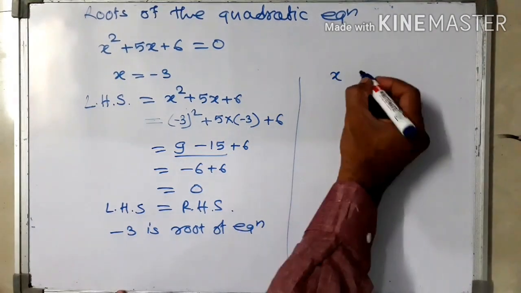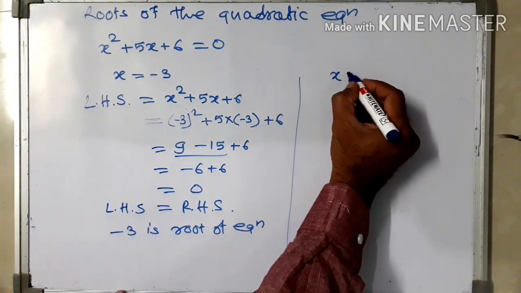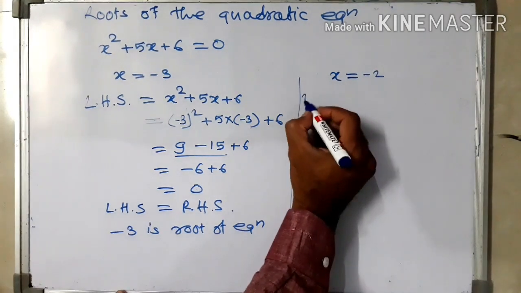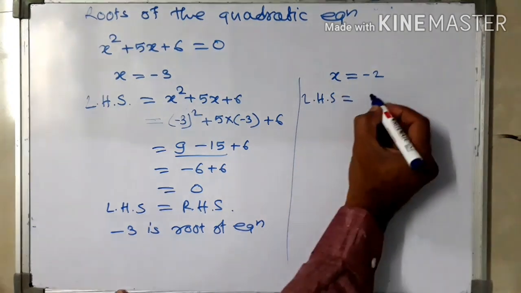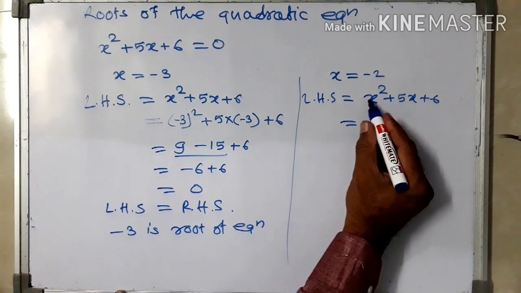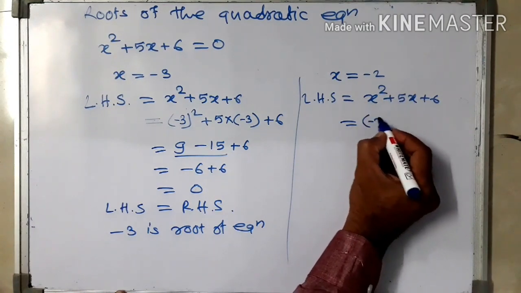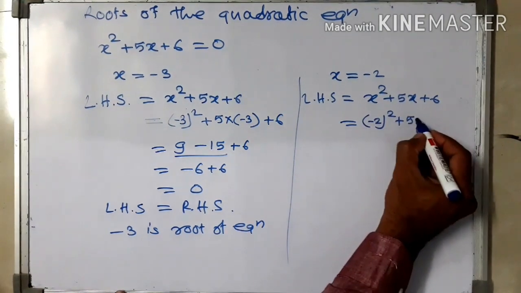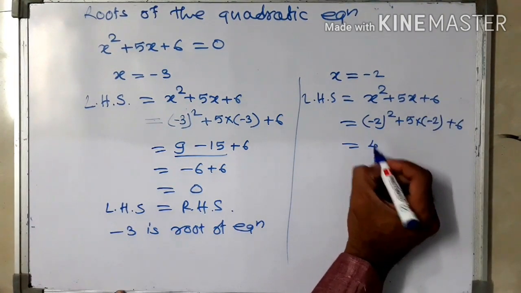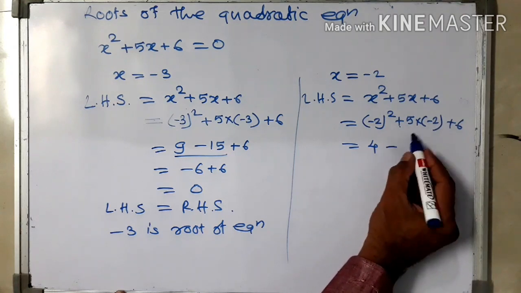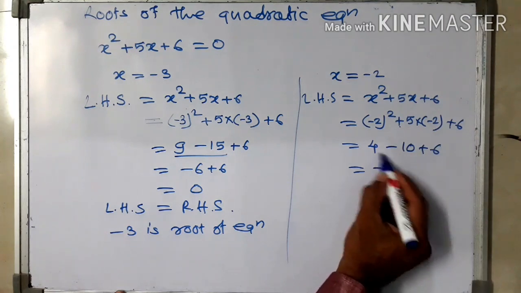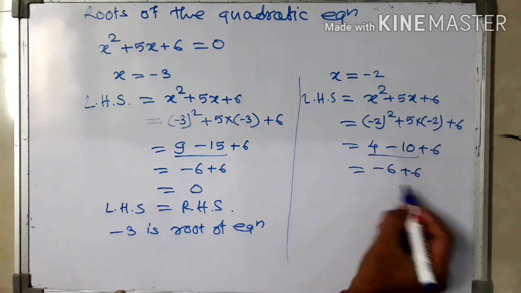Let us see again. We take value of variable as minus 2. LHS is x square plus 5x plus 6. Substitute value of x here: (minus 2) square plus 5 into minus 2 plus 6. Negative 2 square is positive 4, plus 5 into minus 2 is minus 10, plus 6. Here subtraction is minus 6 plus 6 equals 0.